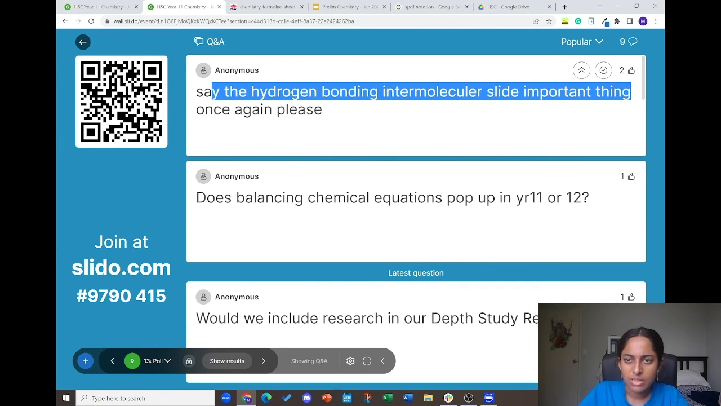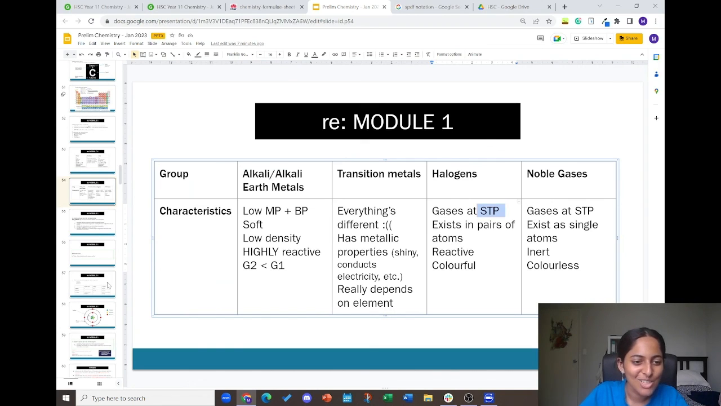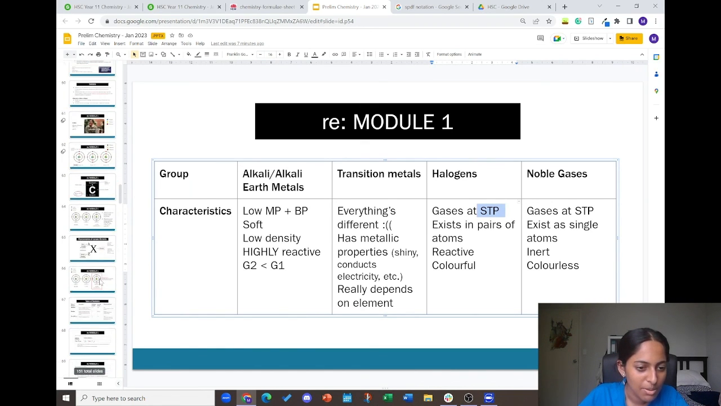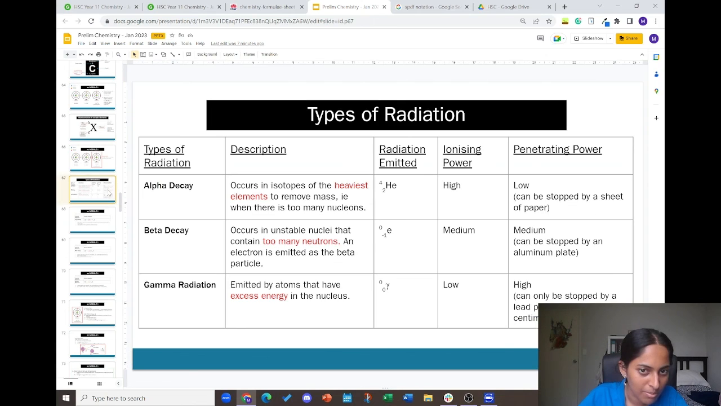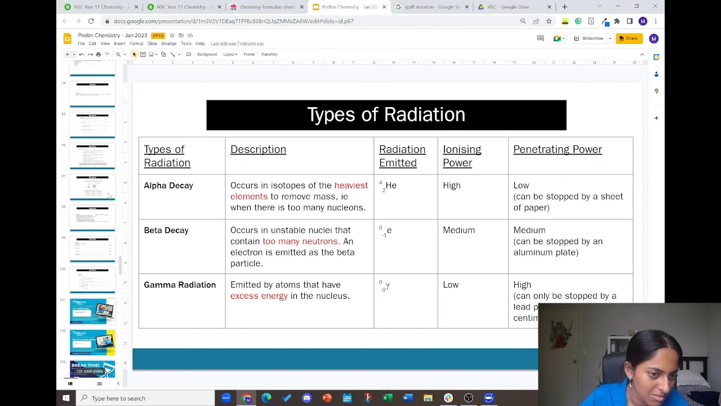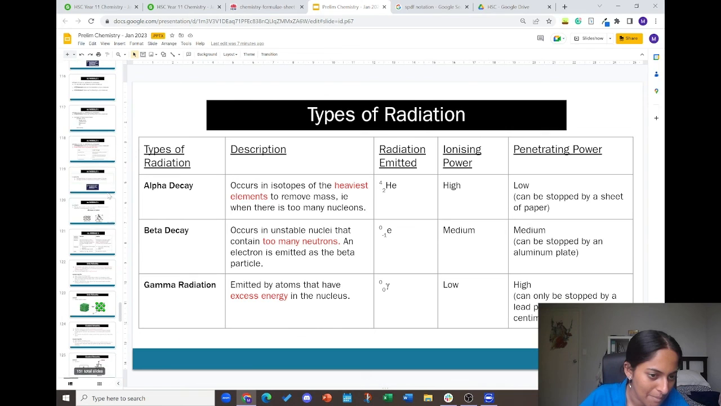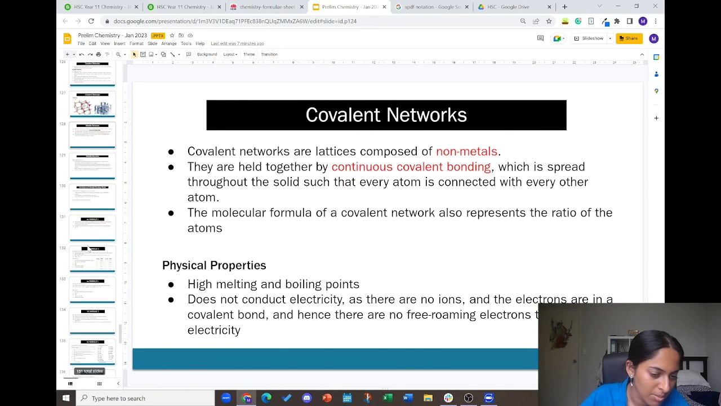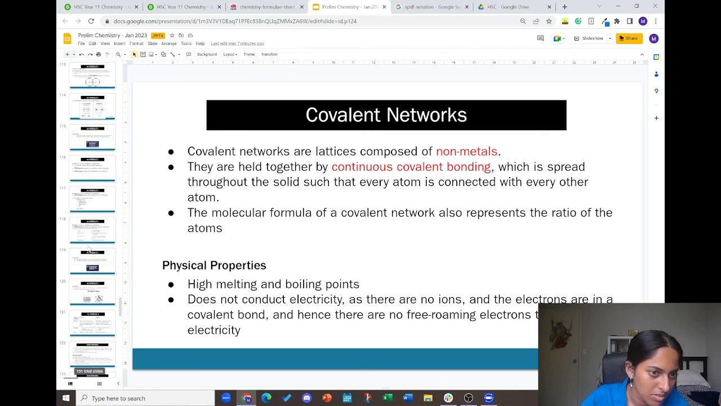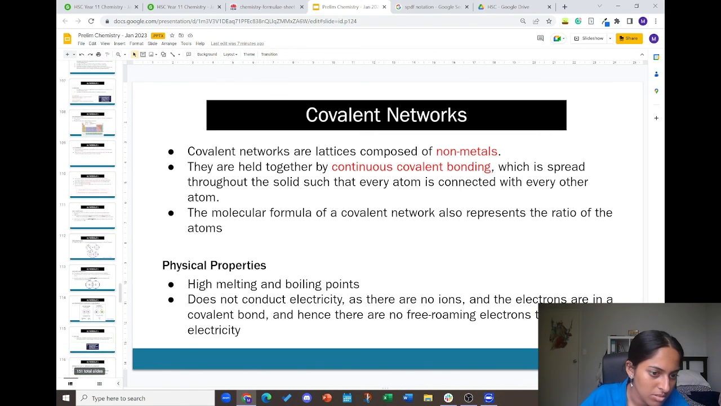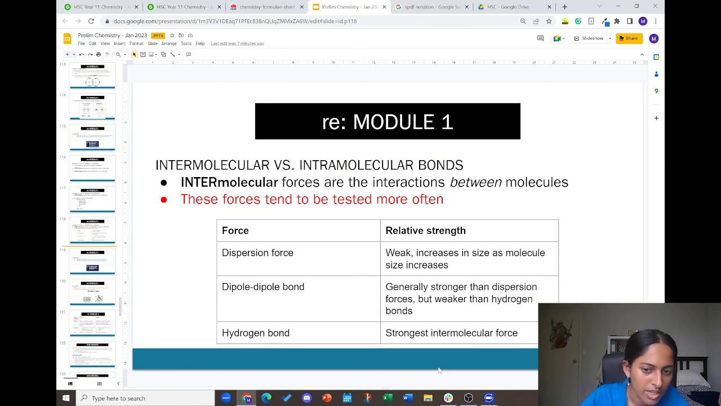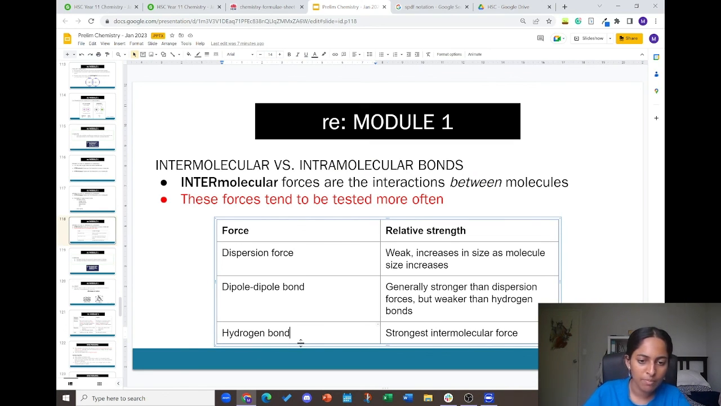Say the hydrogen bonding intermolecular sign. Sure, so let me pull up the slide just so I know what I'm saying. Give me a sec. Where is it? Yeah, so pretty much hydrogen bonds only occur when it's between a hydrogen atom and an oxygen, fluorine, or nitrogen atom. That's it.